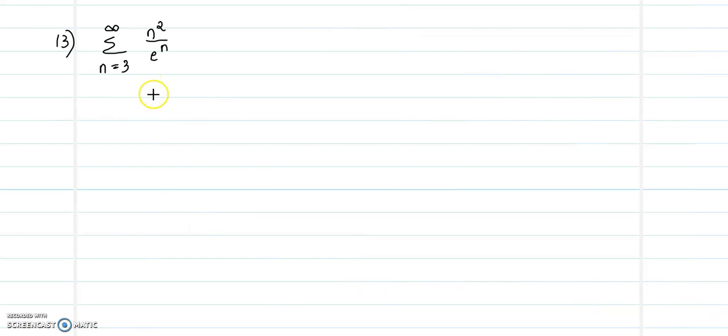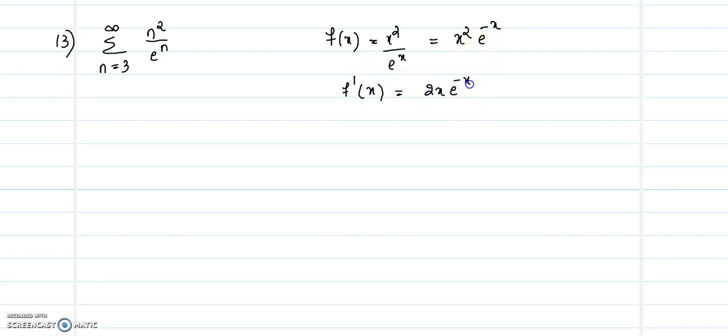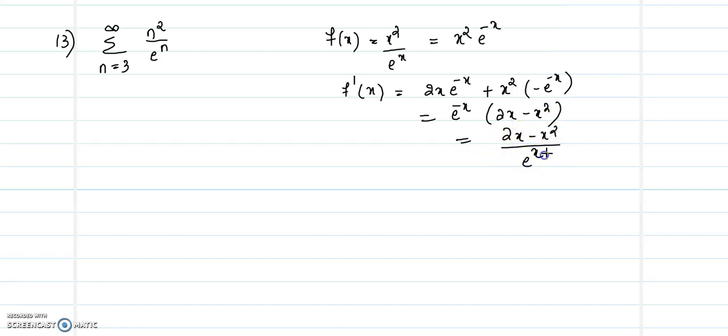Next one, we have summation n equal to 3 to infinity n square by e raised to n. So f of x will be x square by e raised to x. That will be x square e raised to minus x, and f dash of x will be 2x e raised to minus x plus x square into the derivative of e raised to minus x, which is minus e raised to minus x. So we'll get e power minus x times 2x minus x square. So that will be 2x minus x square by e raised to x.